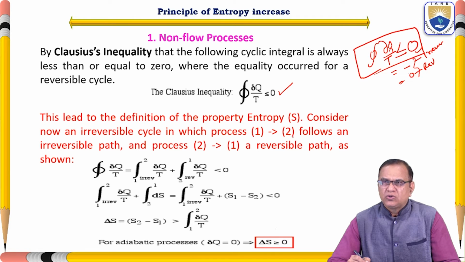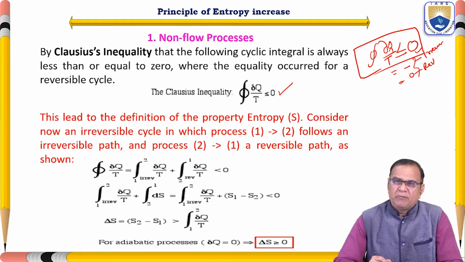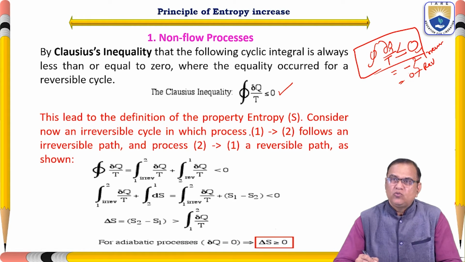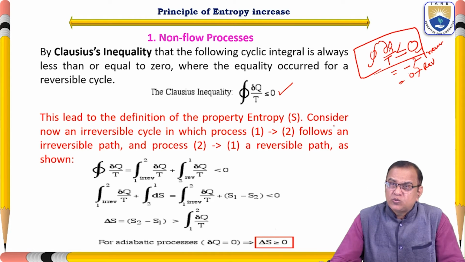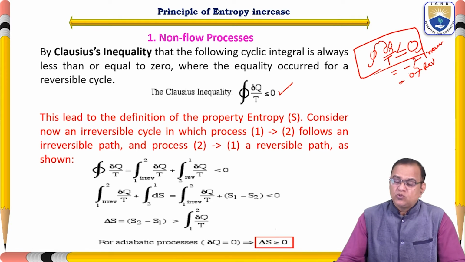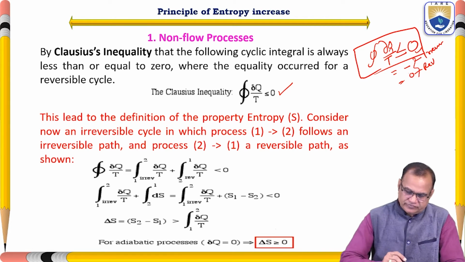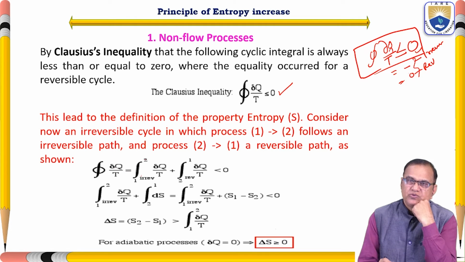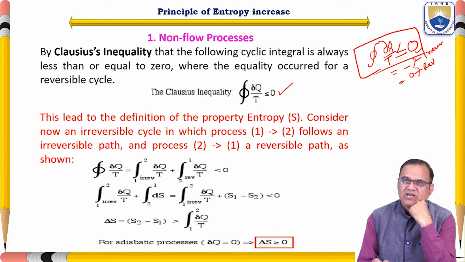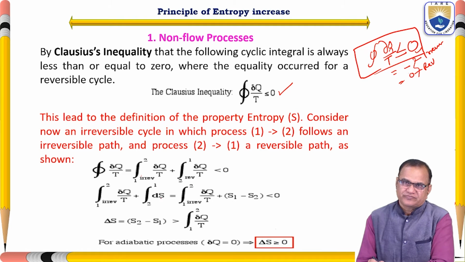follows an irreversible path, and process 2 to 1 is a reversible path as shown here. So here 1 to 2 is irreversible and 2 to 1 is a reversible path. So here we can see that the cyclic integration of del Q by T is equal to the integral from 1 to 2 irreversible of del Q by T plus the integral from 2 to 1 reversible of del Q by T, which is less than 0. Because one reversible path is there, it will be less than 0.